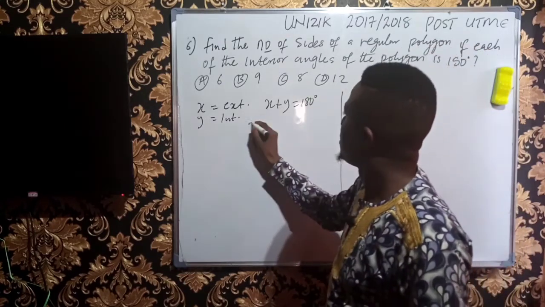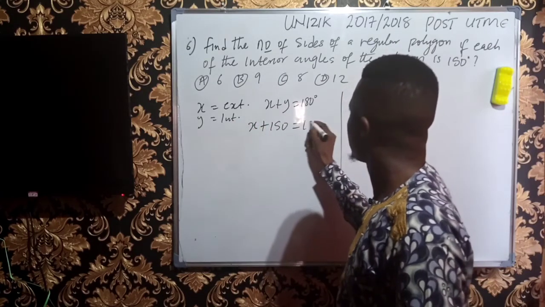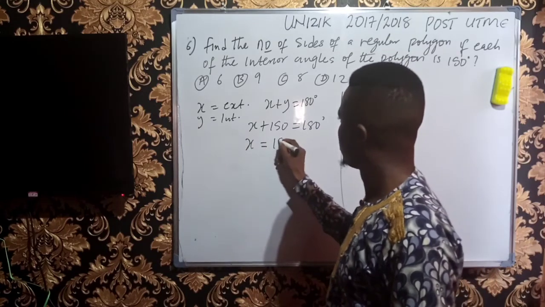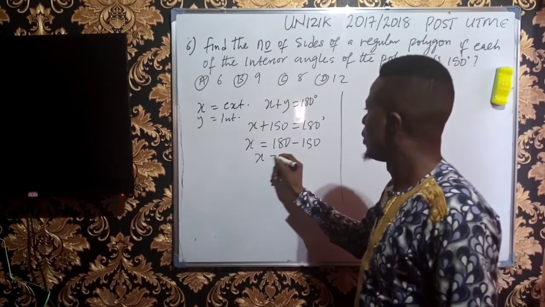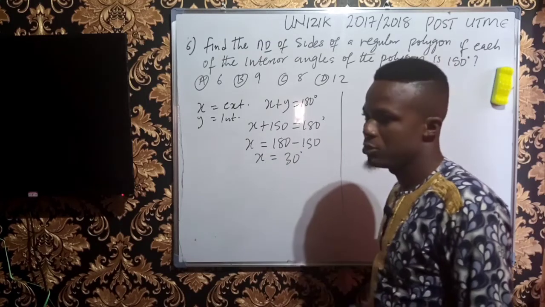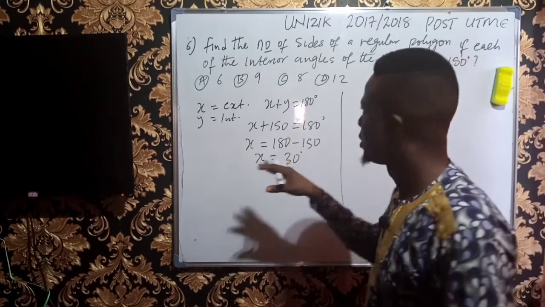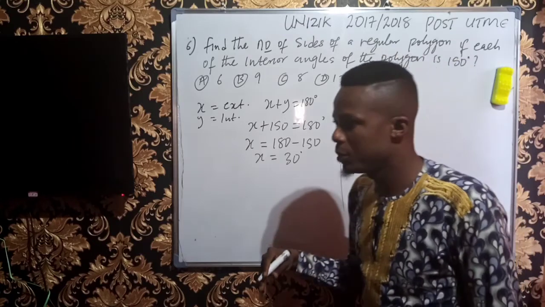Okay, so which means x plus y, which is the interior angle, 150, is equal to 180 degrees. Therefore, if I want to get the exterior angle, it will now be 180 degrees minus 150 degrees. And when I subtract, I will get 30 degrees. So each exterior angle of this polygon is 30 degrees. But that is not what we are asked to get. We are asked to get the number of sides of the polygon.